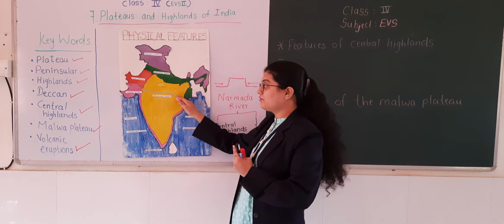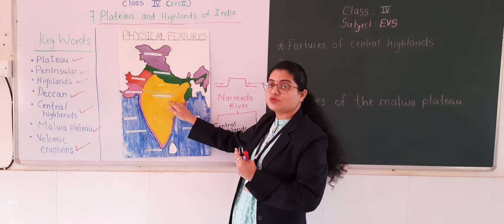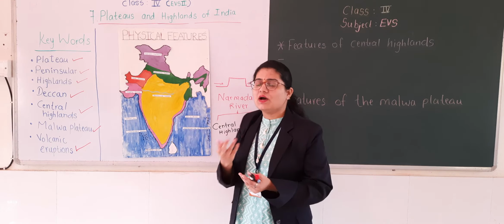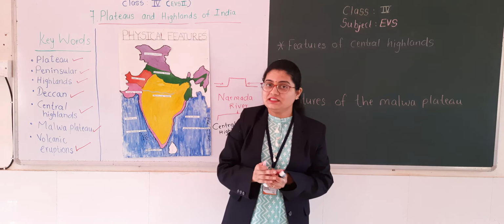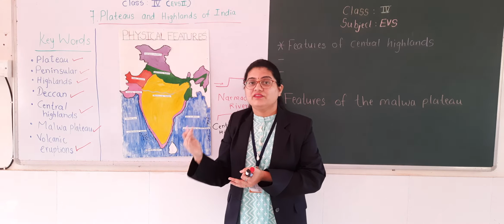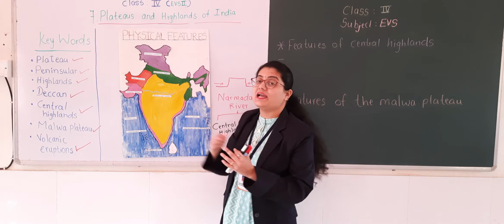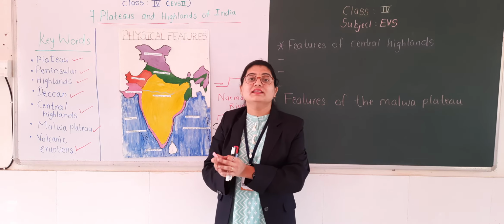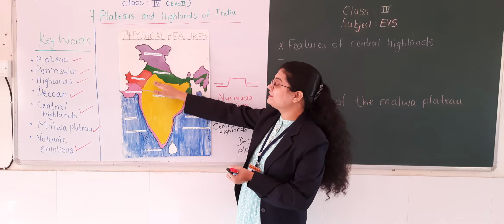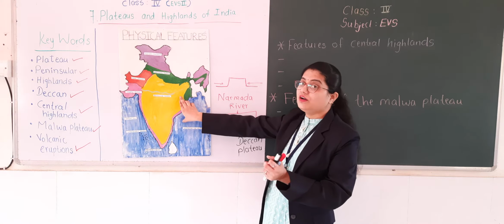This is because the Narmada River flows from here. Okay, and this Narmada River divides these peninsular plateaus into Central Highlands and Deccan Plateaus. Now, what is meant by highland? Highland means the mountainous range, or the mountainous land, which includes the smaller mountains. Understood? Why do we call it highlands? Because it includes mountainous lands. So the Central Highlands and Deccan Plateaus are formed due to the flowing Narmada River.